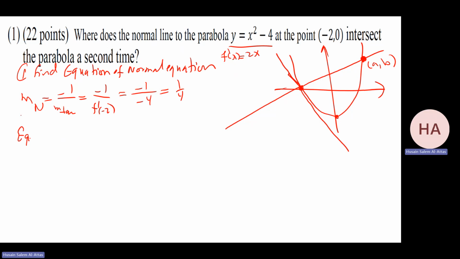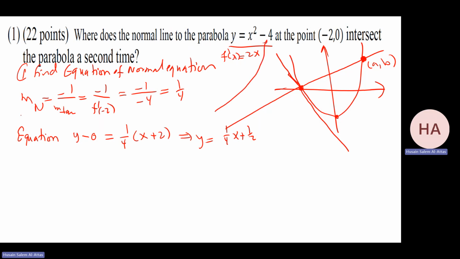So the equation of the normal, this is easy. f prime is 2x minus 2. That will be the slope of the tangent. Minus 1 over that will give you the normal line. So what's the equation? y minus 0 equals 1 over 4 times x plus 2. So that means y equals 1 over 4 x plus half.